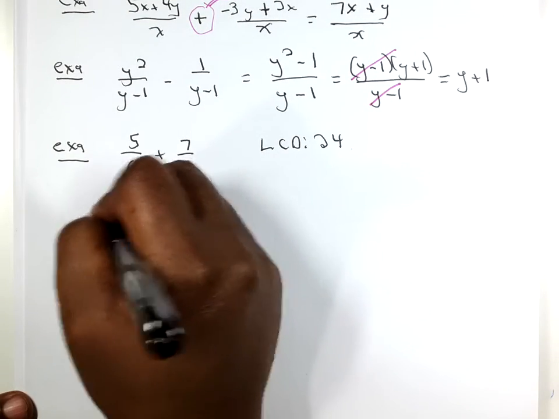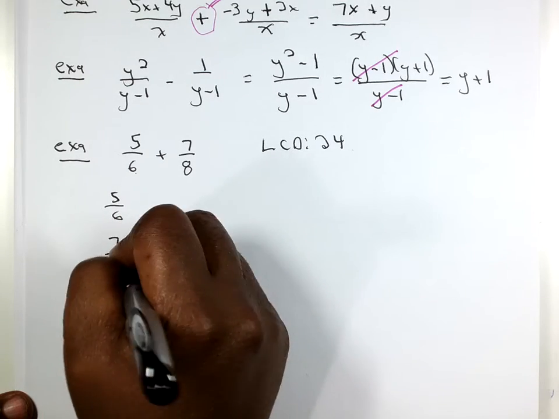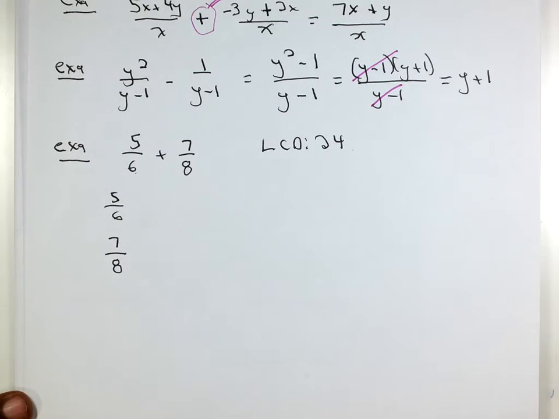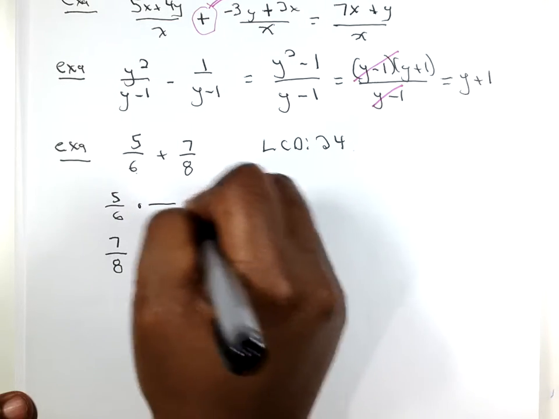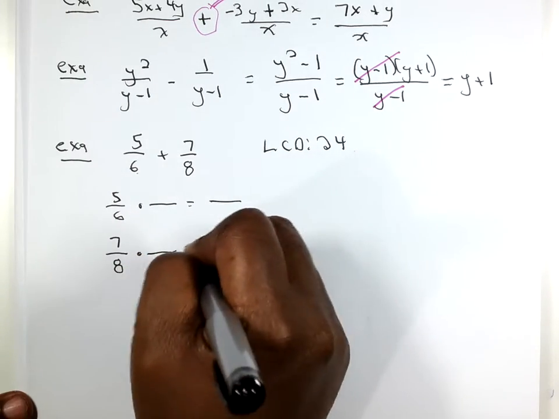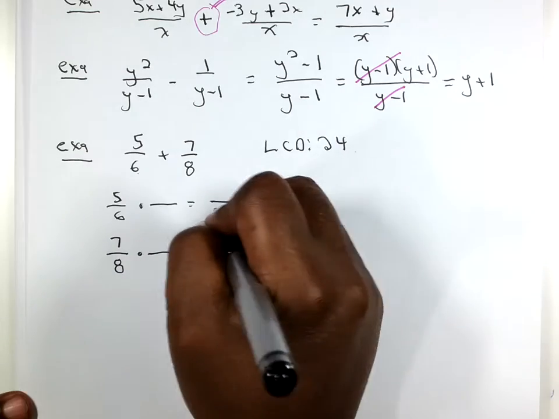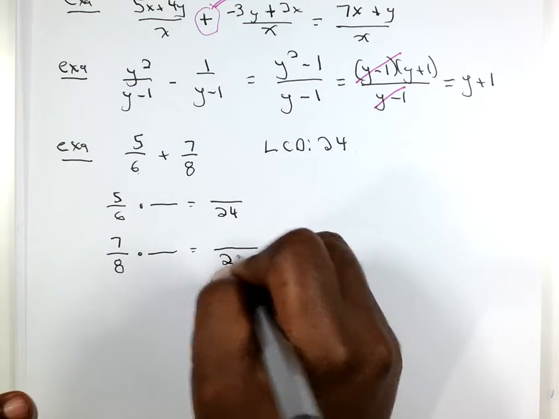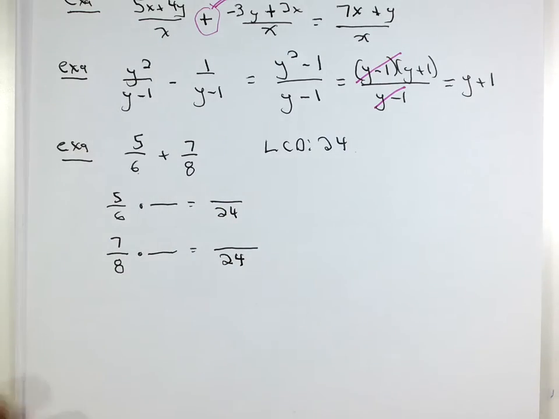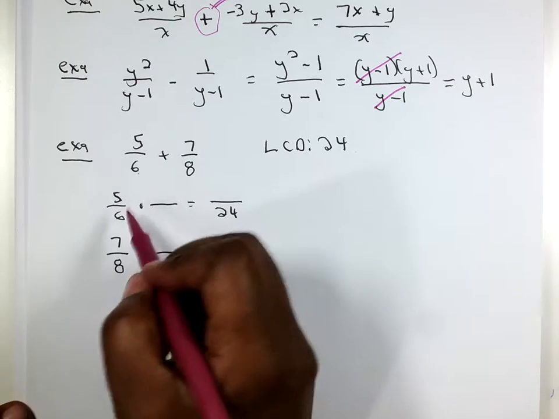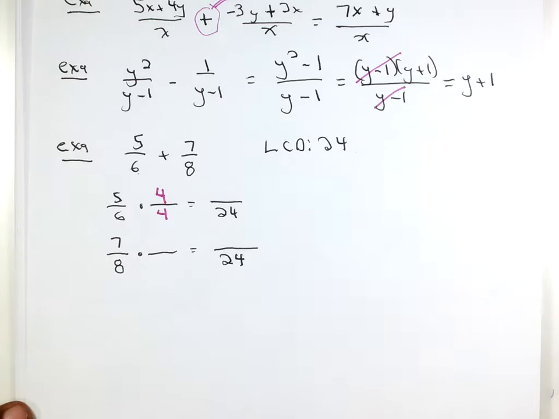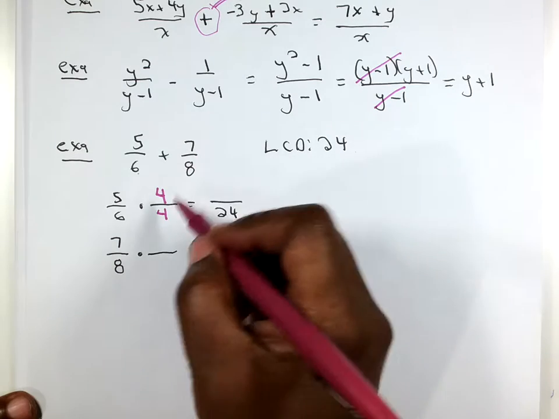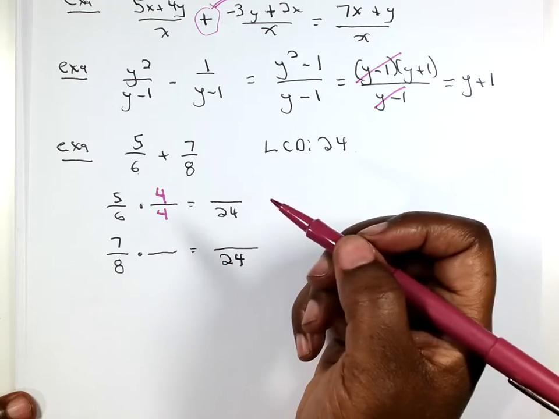So I usually write out my problems vertically, so 5 sixths plus 7 eighths, and I put what that 1 is that I'm going to have to multiply to get them the same. So we said the denominators are 24, and now what am I missing? So 6 times what is 24? That would be 4. And because I had to put a 4 on the bottom, I have to put a 4 on the top as well, because I'm only multiplying by something that equals 1.